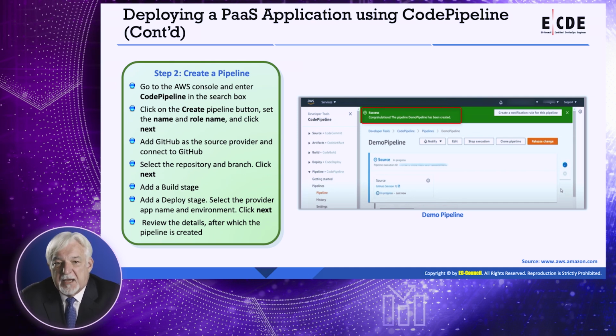You'd go to the AWS console and enter CodePipeline in the search box. You click on the Create Pipeline button, set the name and the role name, and click Next. Add GitHub as the source provider and connect to GitHub. Next, you would select the repository and the branch and click Next. You add the build stage into it, then you add the deploy stage and select the provider, app name, and the environment when you do this. Click Next. You review the details, after which the pipeline has basically been created.